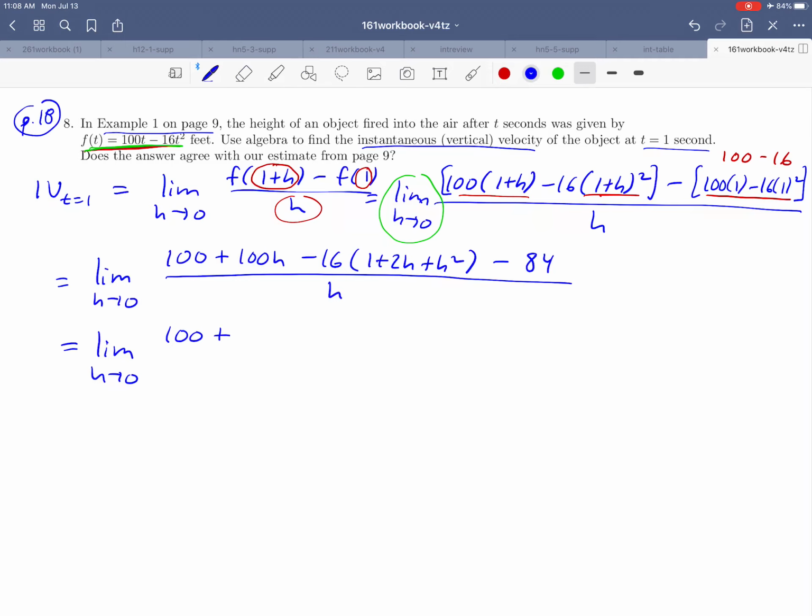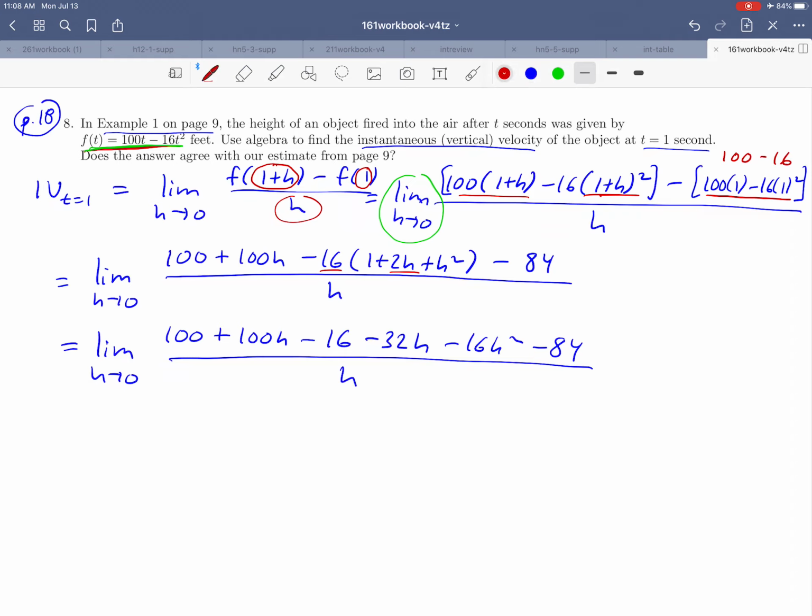let's see, we're going to get 100 plus 100h. We'll take that minus 16 and factor it through. So minus 16 times 1 is minus 16. Then we come to minus 16 times 2h. That's minus 32h. And then finally minus 16h squared minus 84 all over h.